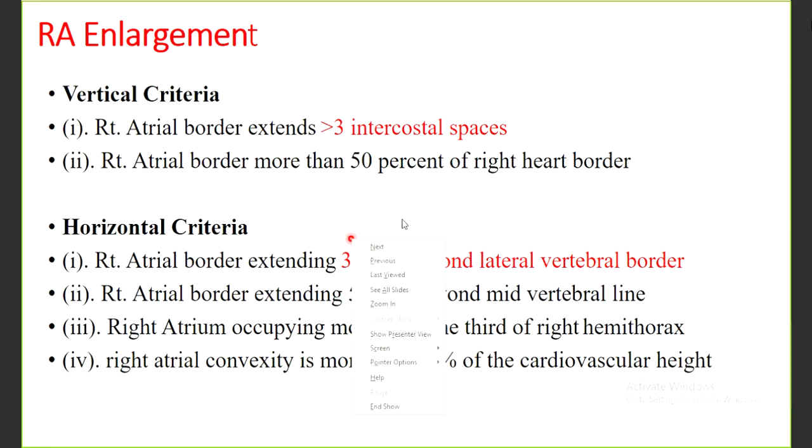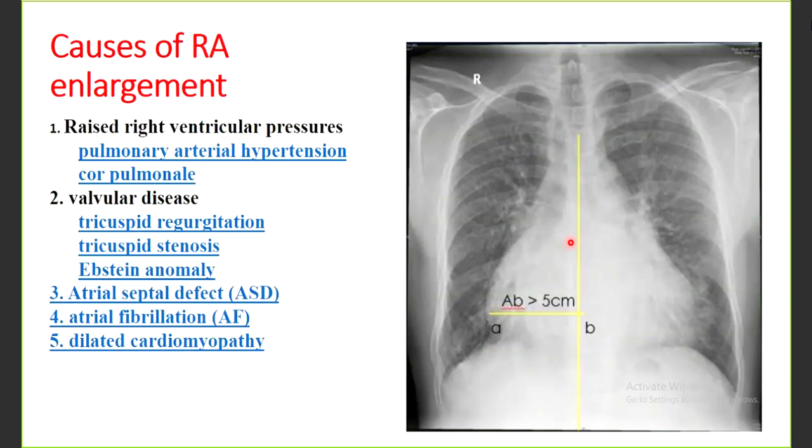Let me go to next. Now, this is an example of how we have identified this patient having right atrial enlargement. The midline across the spines we draw, and then this is definitely more than 5 centimeter, and we can know that this patient has right atrial enlargement.